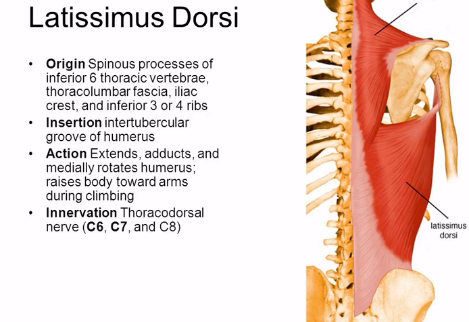Latissimus dorsi. Origin: spinous processes of inferior 6 thoracic vertebrae, thoracolumbar fascia, iliac crest, and inferior 3 or 4 ribs. Insertion: intertubercular groove of humerus. Action: extends, adducts, and medially rotates humerus, raises body toward arms during climbing. Innervation: thoracodorsal nerve, C6, C7, and C8.